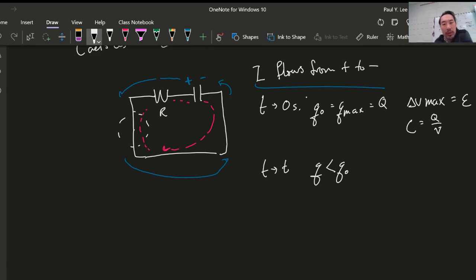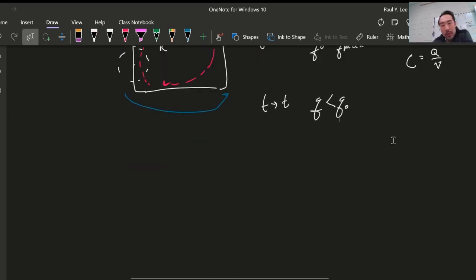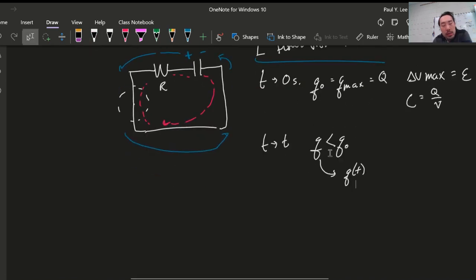And we're just going to be using the variable Q to designate how much charge is on there. Now, in terms of our formula, this Q, the amount of charge, we'll write it as a function of Q of t, like so. All right? So with that being said, let's come up with the Kirchhoff's loop rule.